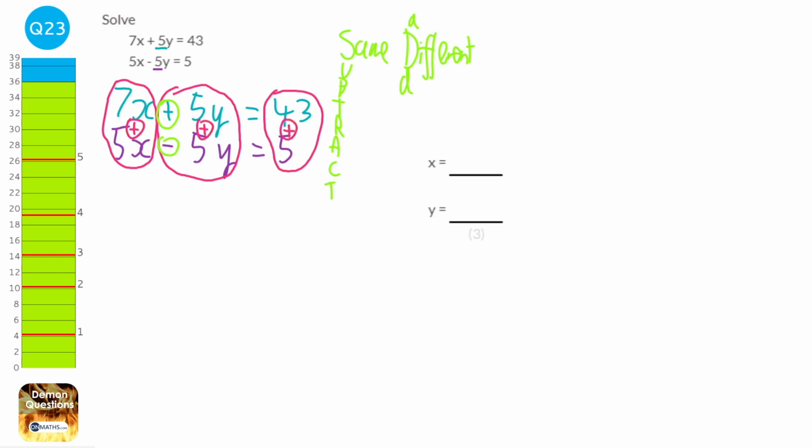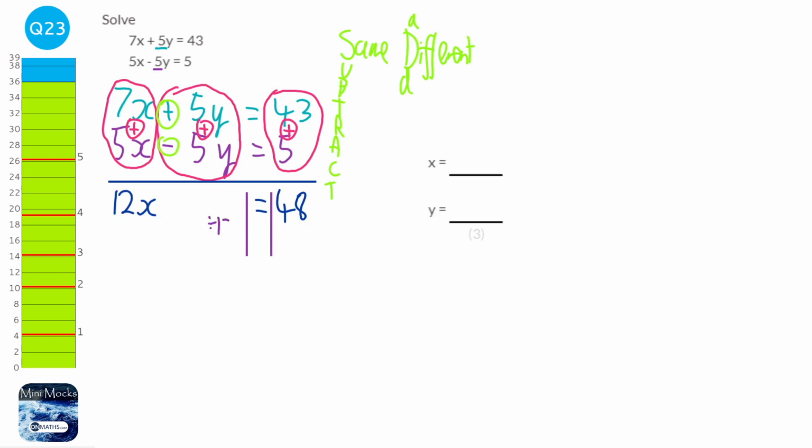And we're going to add going downwards, so we're working out the sums, and 7x plus 5x is going to be 12x. 5y plus minus, well the minus wins that, so it's 5y minus 5y is 0, which is good, we need it to be 0. And then we've got 43 plus 5, which is going to be 48. Get my lines in to solve it. So we're going to divide both sides by 12. And we get x equals 4.